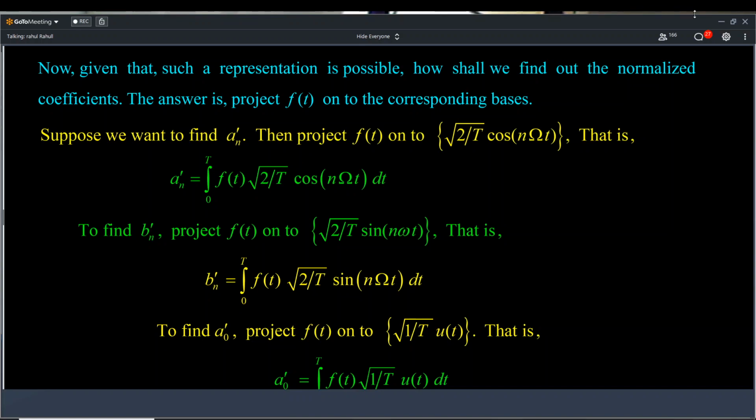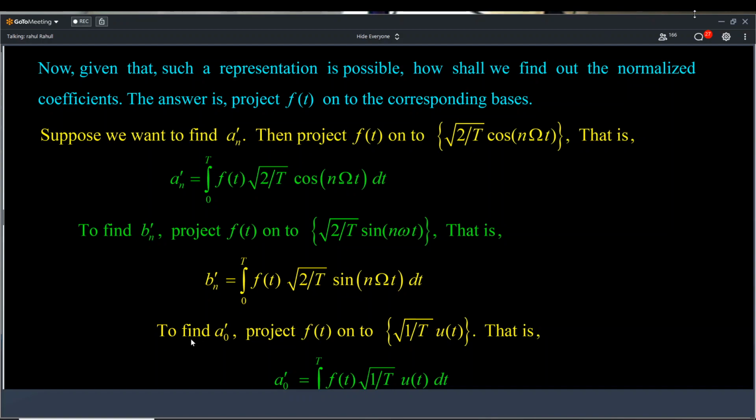Which is the component? an dash. Okay, so similarly, how are you calculating bn dash? It is simply the integral from 0 to T, meaning projecting the function f of t on the normalized base. Which is the normalized base? Under root of 2 by T sine of n omega t. Equivalently, bn dash will be equal to the integration from 0 to T of f of t under root of 2 by T sine of n omega t dt.